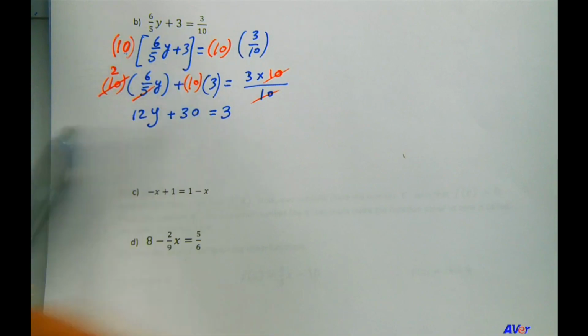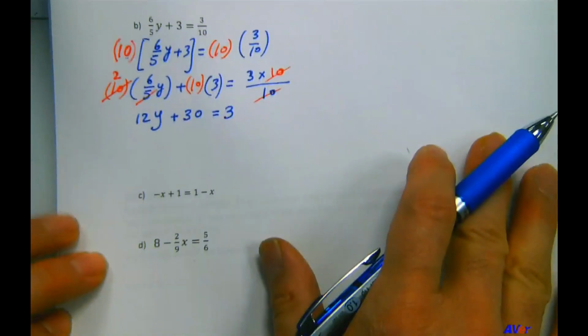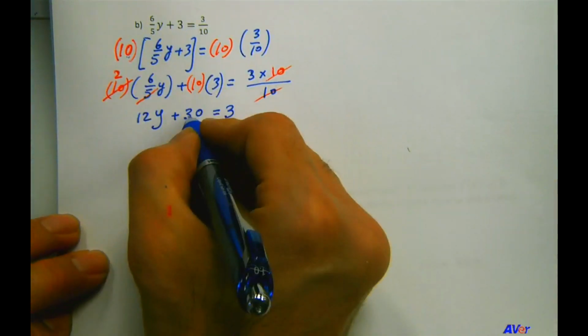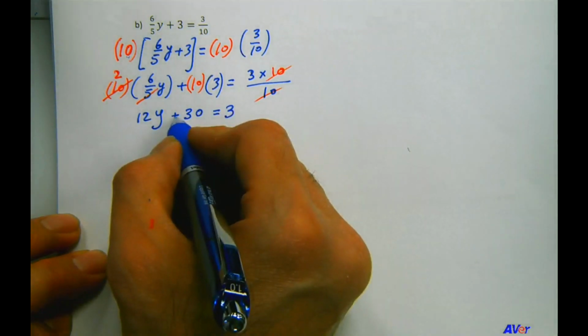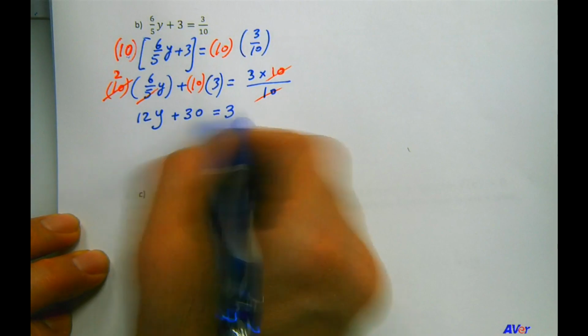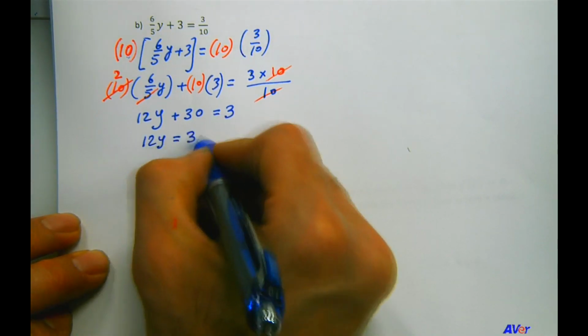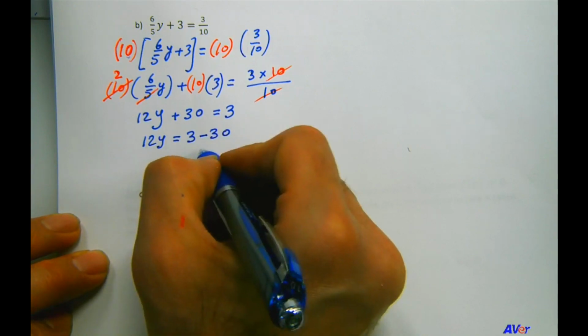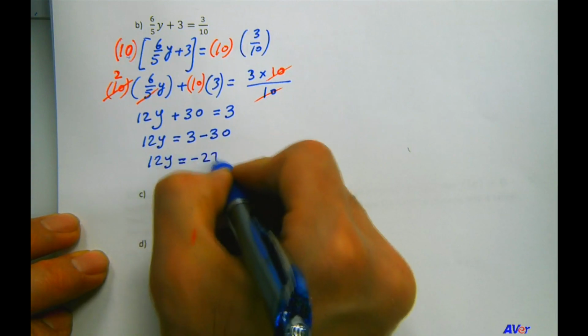Now, this is a linear equation. So we can easily isolate y using what we did for the first problem. Okay, the same strategy. So we're going to get rid of the 30 by moving it to the other side. It's positive on the left. When I move it to the right, it becomes negative. So 12y equals 3 minus 30. Then 12y equals minus 27.